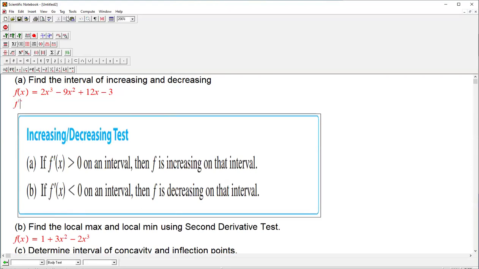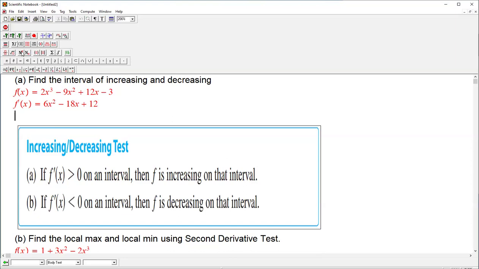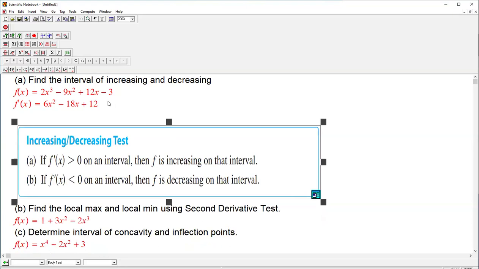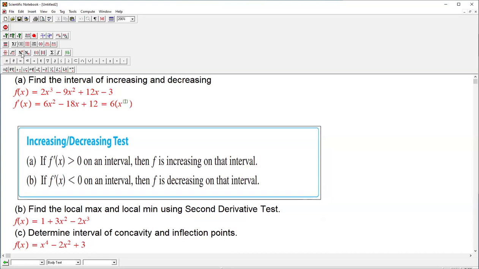To answer this question, we just need to find the first order derivative. The first order derivative is 6x squared minus 18x plus 12. And we need to know when this derivative is positive or negative. This is a quadratic function. You can use the other method I did in class, or you can also use the quadratic property.